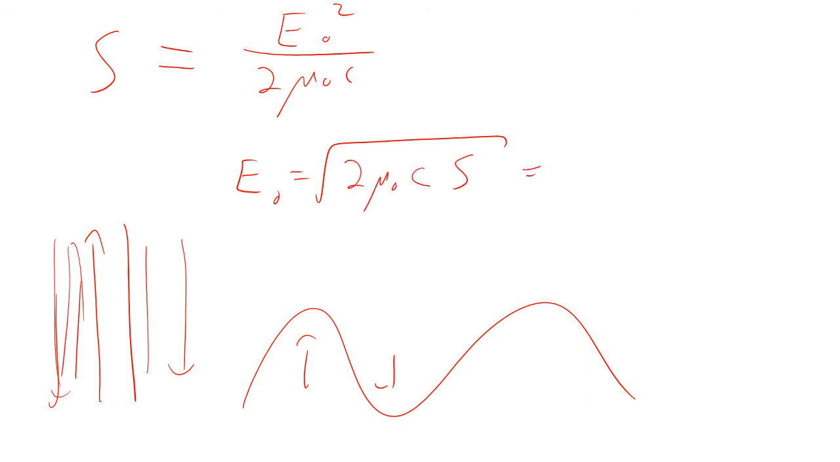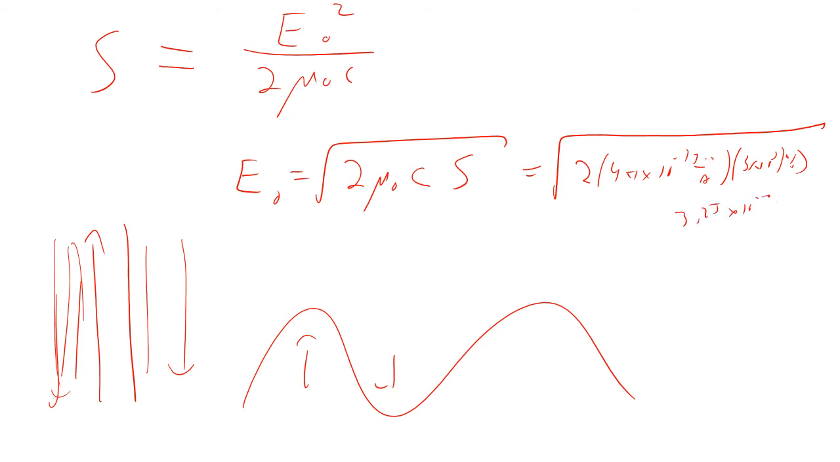times the intensity. So that's going to be the square root of 2, 4 pi times 10 to the minus 7 Tesla meter per amp, times 3 times 10 to the 8th meters per second, times the value that we had just calculated a little while ago, which was 3.25 times 10 to the minus 6 watts per square meter. So that would give us an E naught that is 0.035 volts per meter.